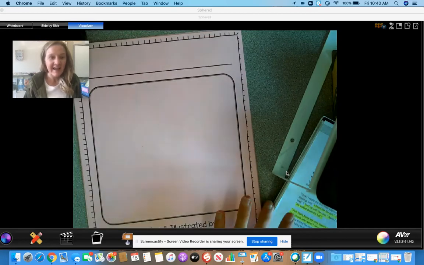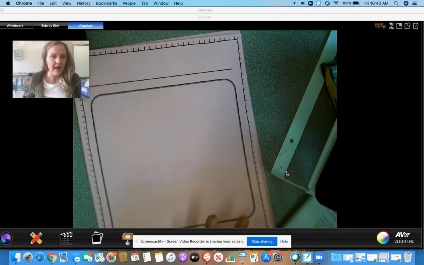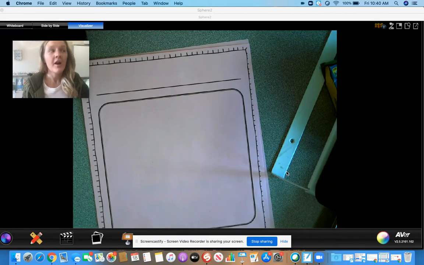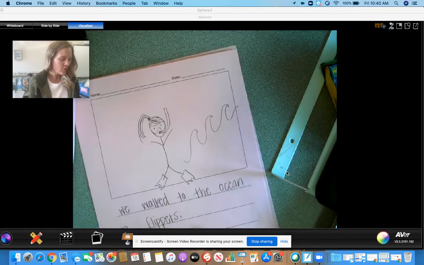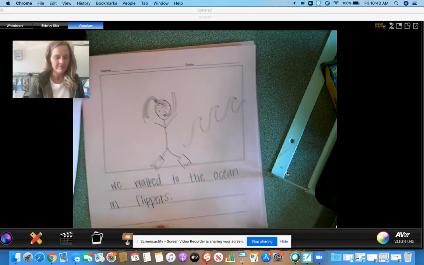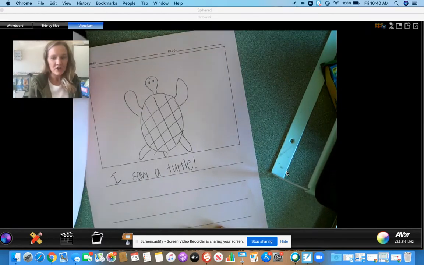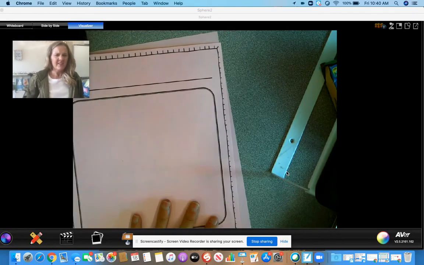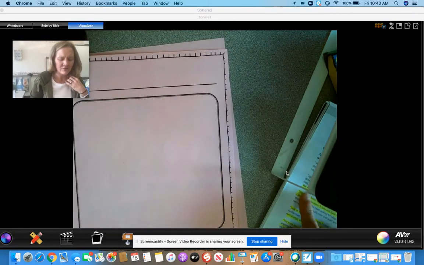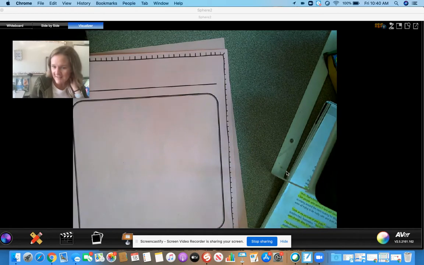All right, so today I am going to show you the story that I wrote yesterday that you've already heard, but I'm going to read it to you. I already have 3 pages done, okay? It says, "We walked to the ocean in flippers. We swam towards the cove. I saw a turtle."